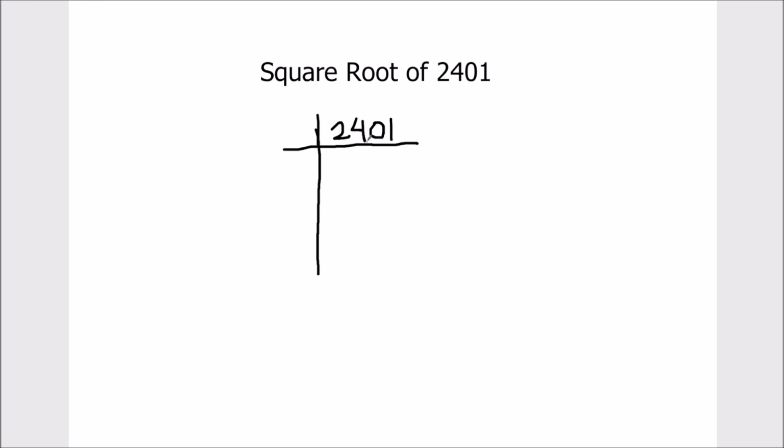For this we'll first divide 2401 using prime numbers. So let's divide this number. As this is an odd number, it is not divisible by the first prime number 2. Let's try the next prime number 3. It is also not divisible by 3. Also not divisible by the next prime number 5. So let's divide it by prime number 7.